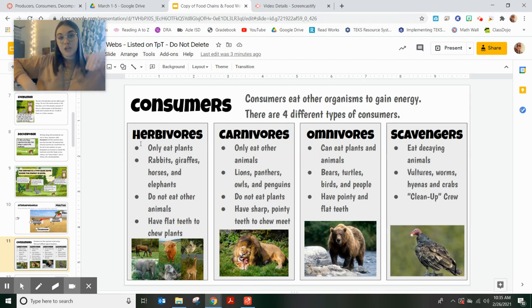All right. So for your assignment today, you are going to do a matching right down below. So there are going to be some pictures of animals, and you're going to have to tell me, are they a producer, a consumer, omnivore, herbivore, all of those things, and you're going to have to match them.